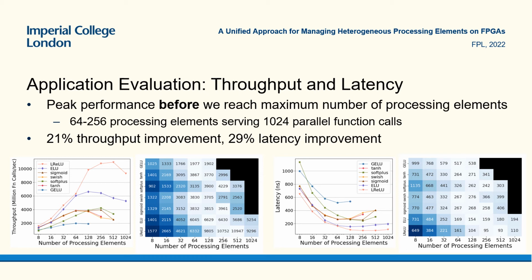We see the best performance tends to occur when between 64 and 256 processing elements serve the 1024 parallel function calls. This is due to less congested designs that result in higher operating frequencies, for which we see an average improvement of 21% for throughput and 29% for latency when compared to designs that maximize the number of available processing elements.